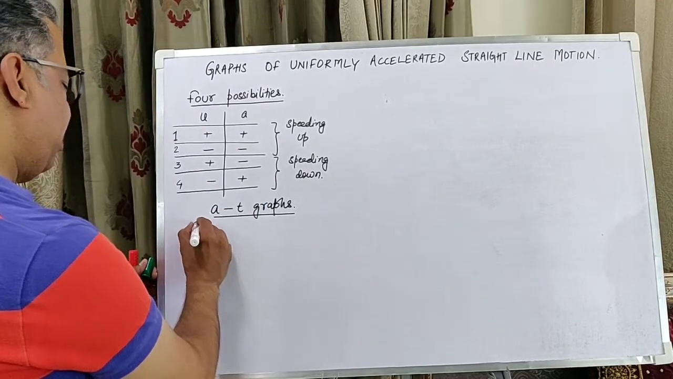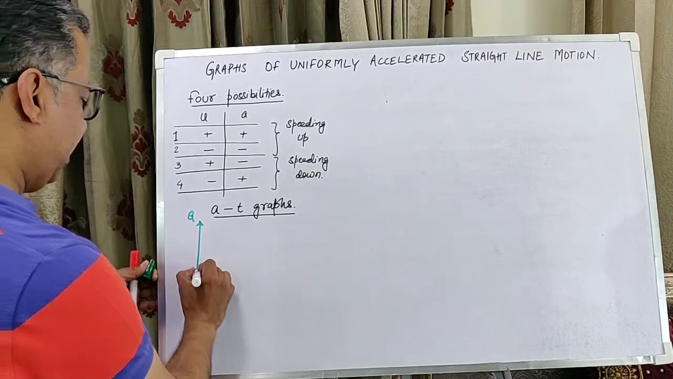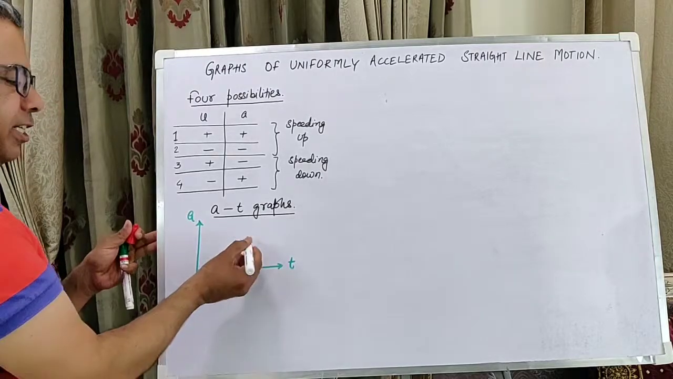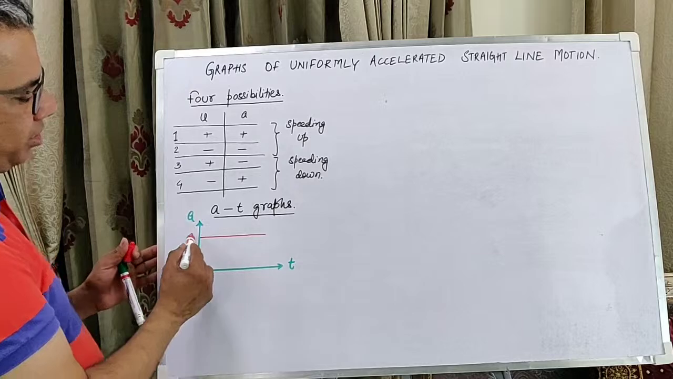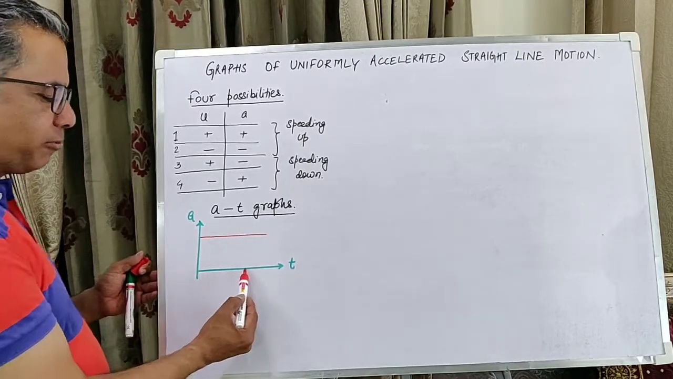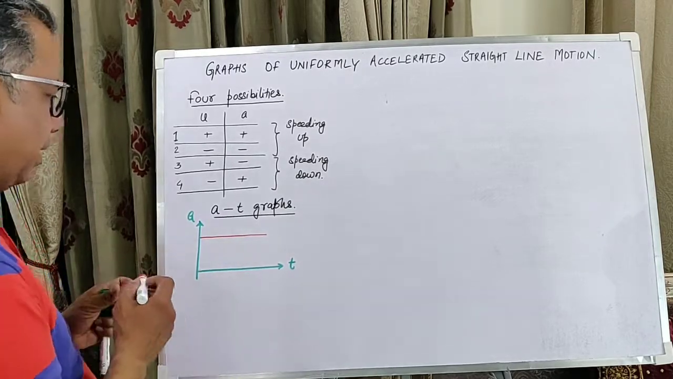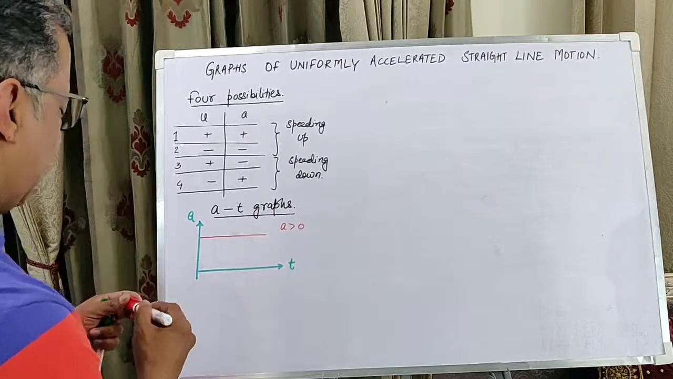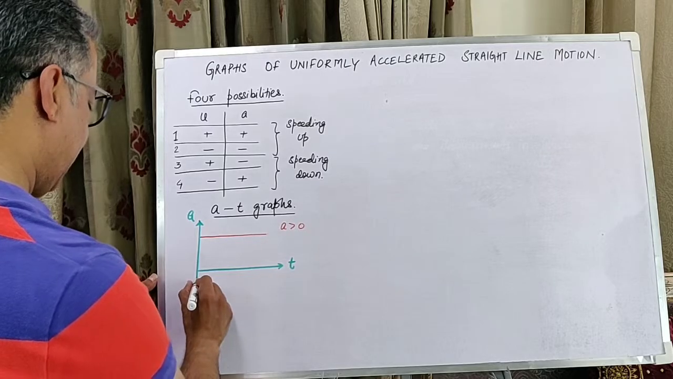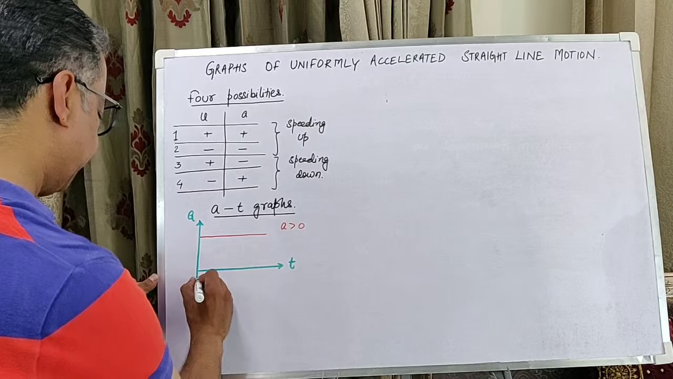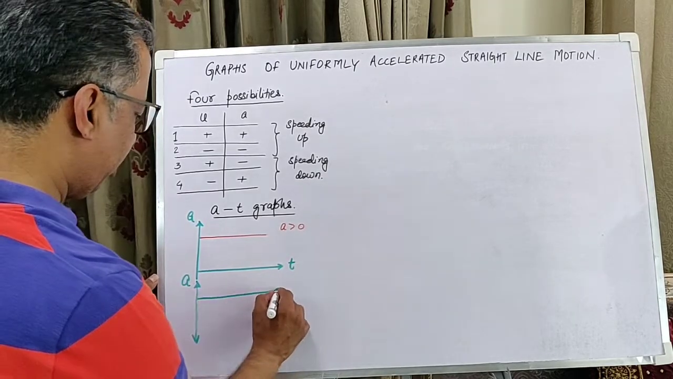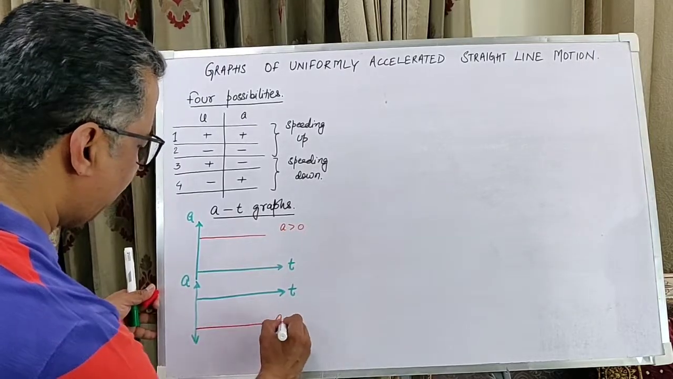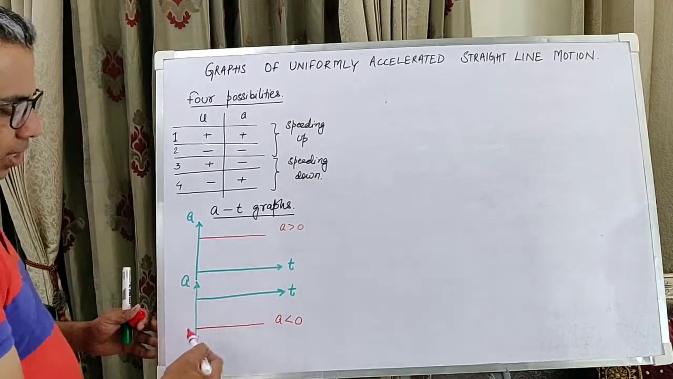So for positive A, we will have something like this. This is the A versus T graph, and if A is positive, the graph will be above the time axis. So the graph will be here, and since acceleration is constant, we have a horizontal line, so that for any value of time, the magnitude of acceleration is the same. That's the case for a positive acceleration, and the other possibility is where A is negative, and when A is negative, acceleration will be plotted below the time axis, so it will be like this. Here the acceleration is negative, so that's the graph.